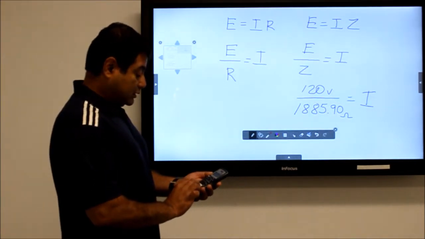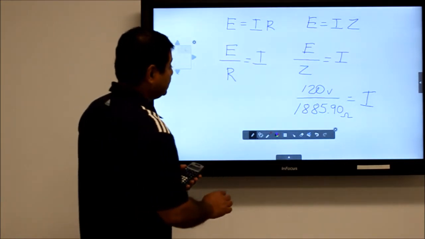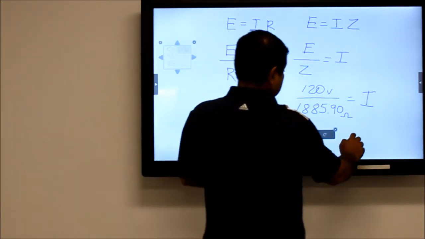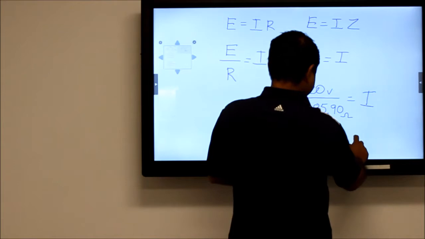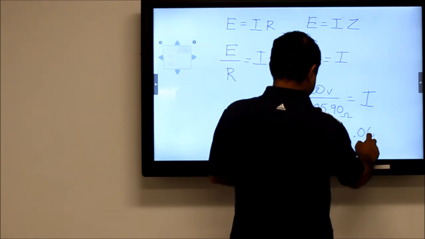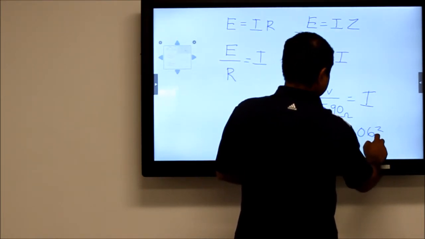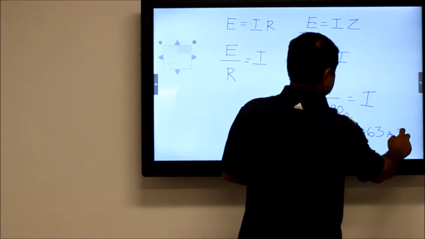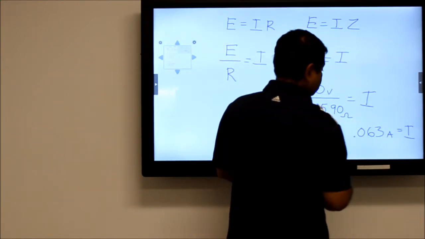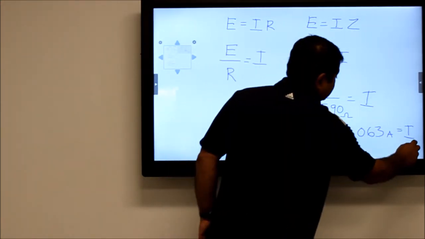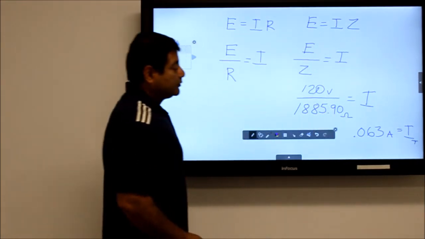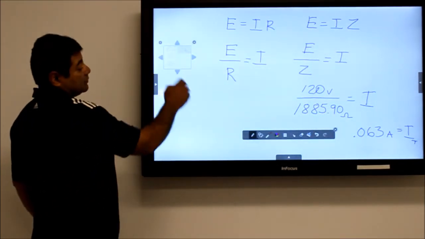1885.90. And I get a current of 0.063 amps. Okay, and this is the total current for my circuit.